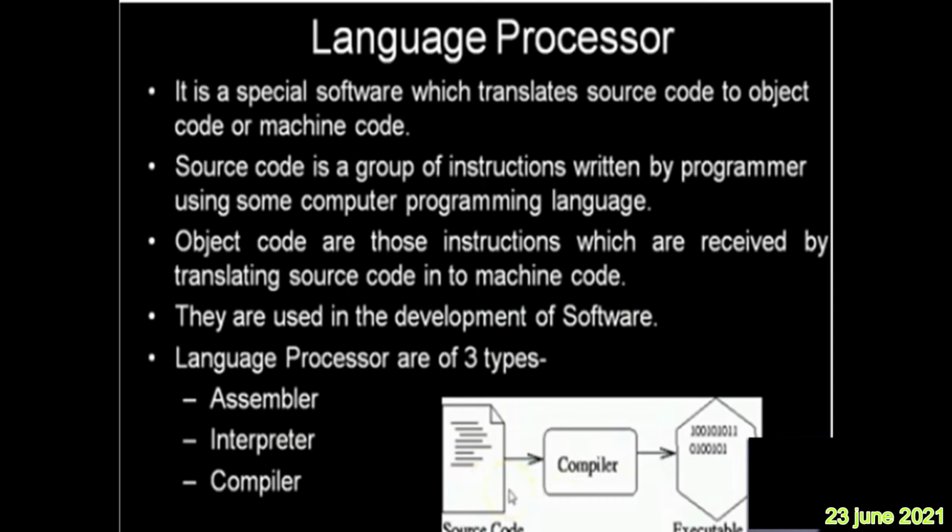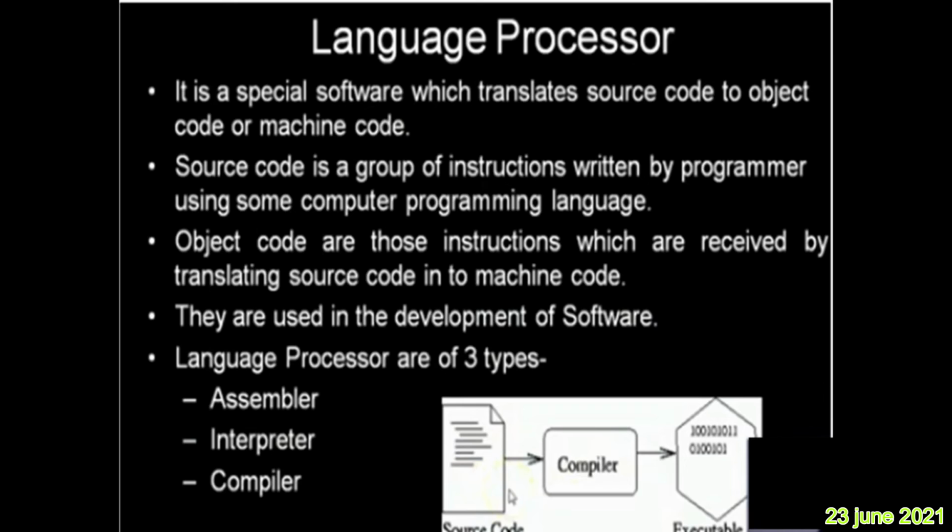Then comes the language processor. It is also system software only, right? It is a special software which translates source code to object code or machine code. What is source code? It is a group of instructions written by a programmer using some computer programming language. What is object code? Object code is the set of instructions obtained by translating source code into machine code. If your program is available in machine code, it is object code. If it is available in any high level programming language, then it is source code. Both are used to develop software.